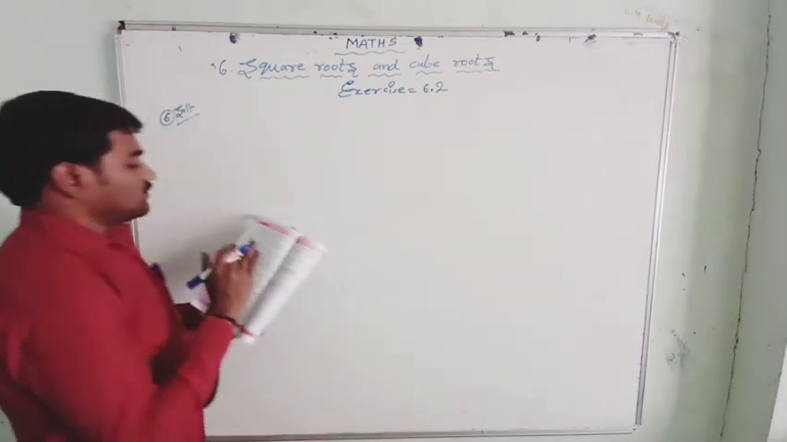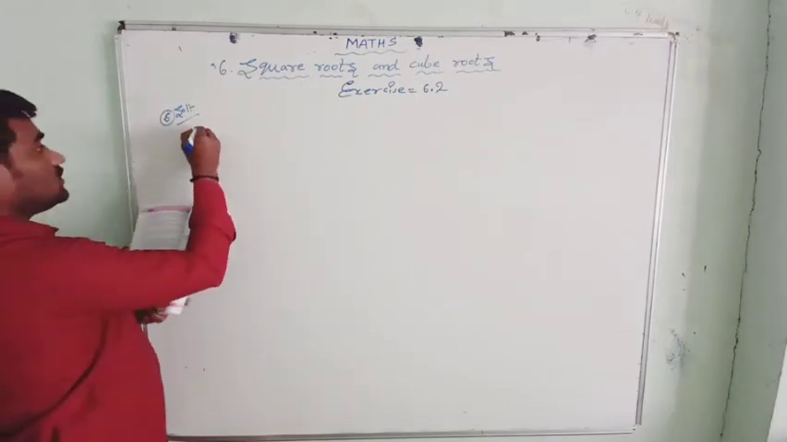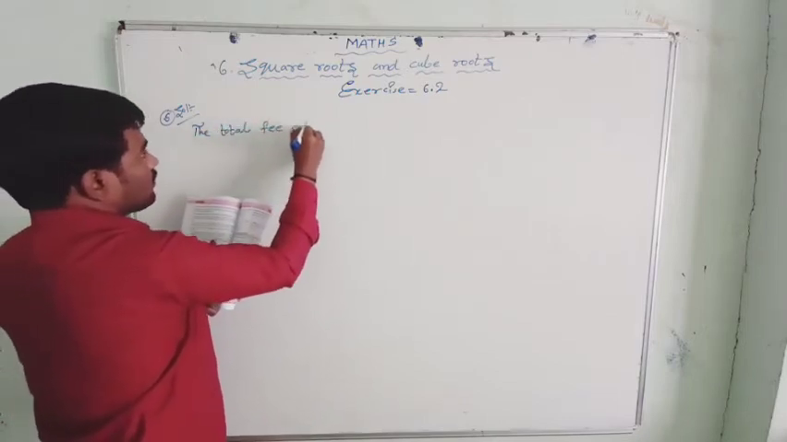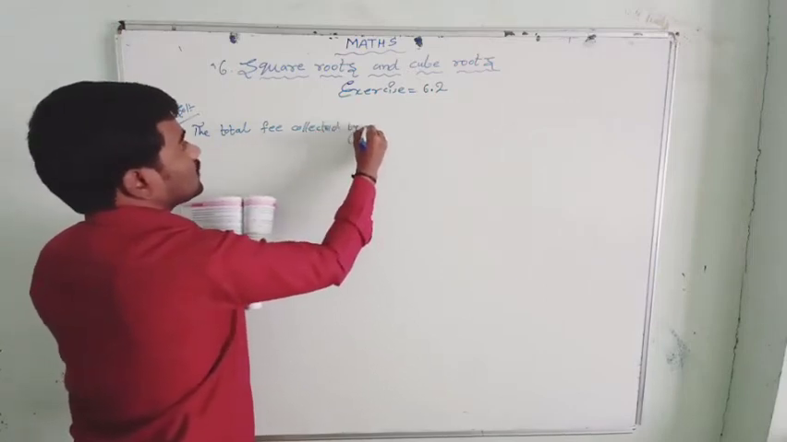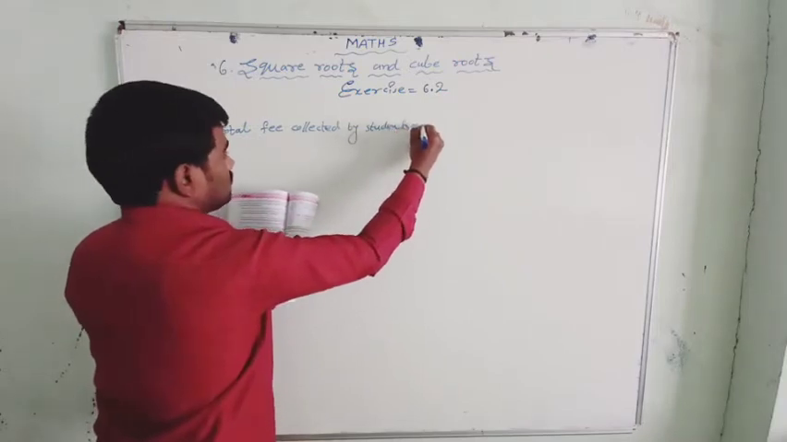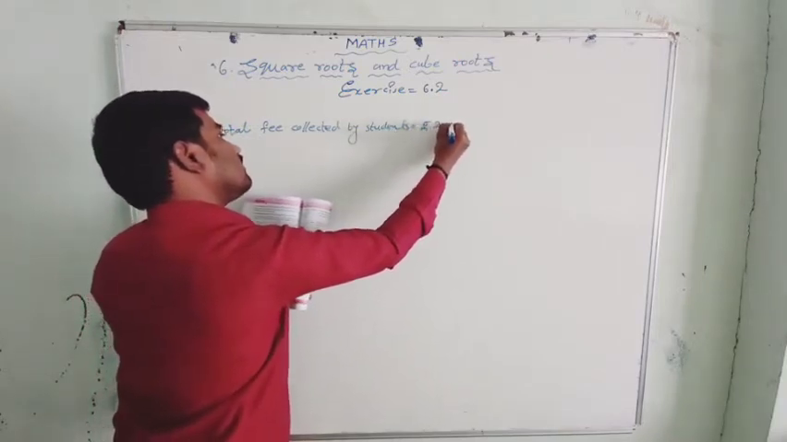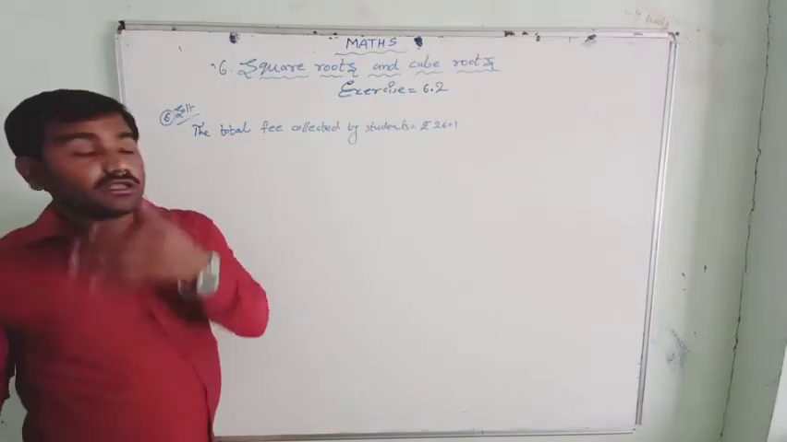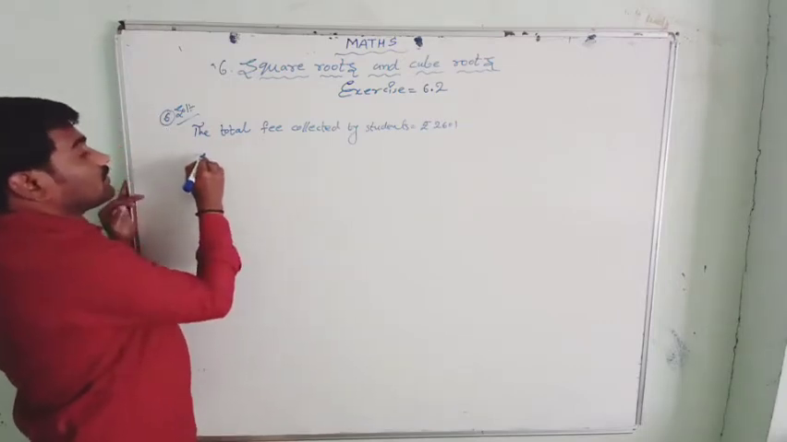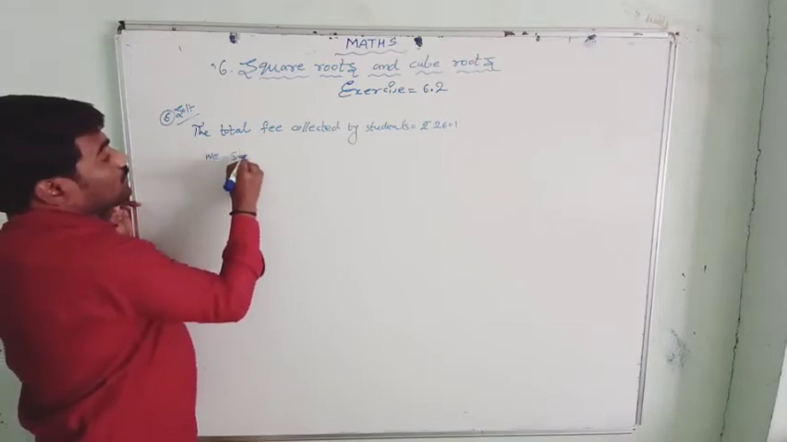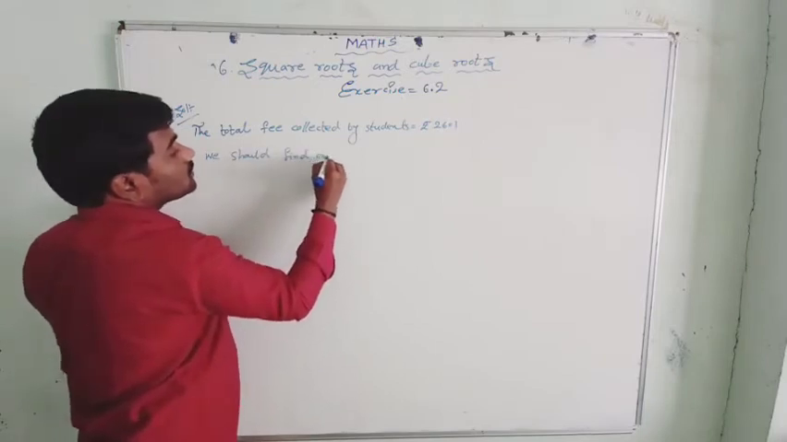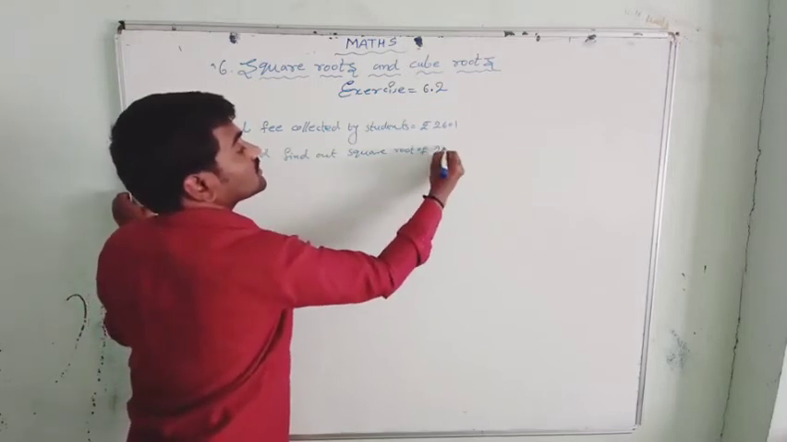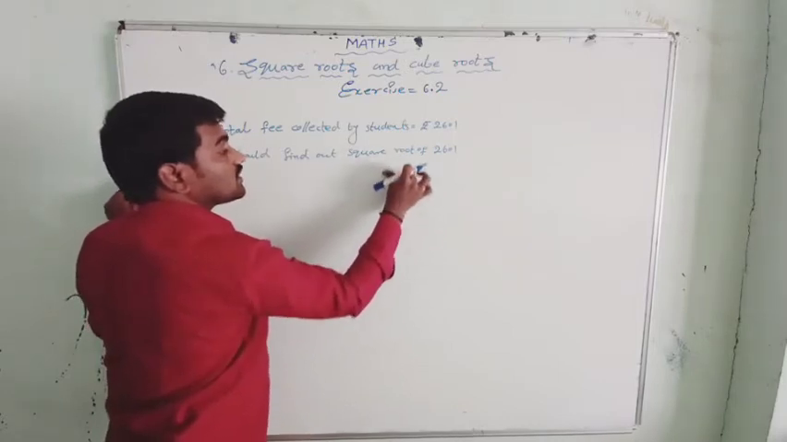So simple, here also the same kind of question. The total fee collected by students equals 2,601 rupees. The number of students and the fee paid by each student are the same, so we should find the square root of 2,601. Let us find the square root of 2,601.